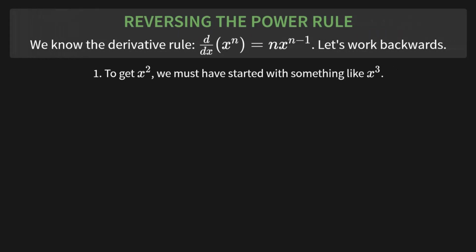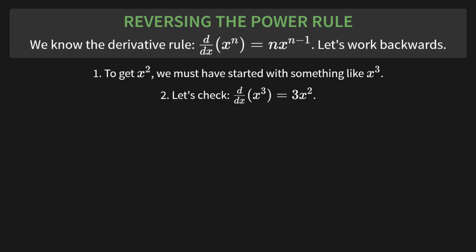Let's try to figure this out by reversing the power rule. We know the derivative rule, right? The derivative with respect to x of x to the n equals n times x to the n minus 1. So let's just work backwards. First step. To get x squared, we must have started with something like x cubed. That makes sense. Second step. Let's check our work. What is the derivative of x cubed?